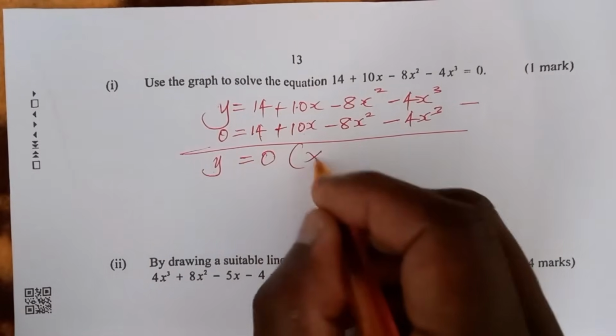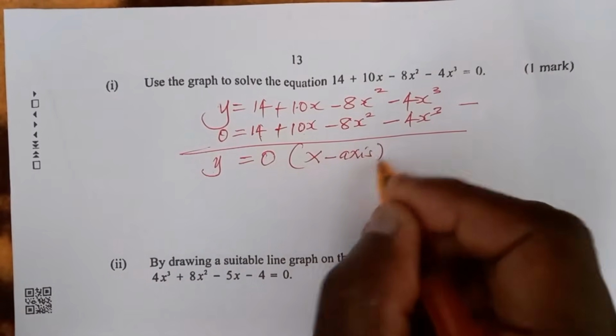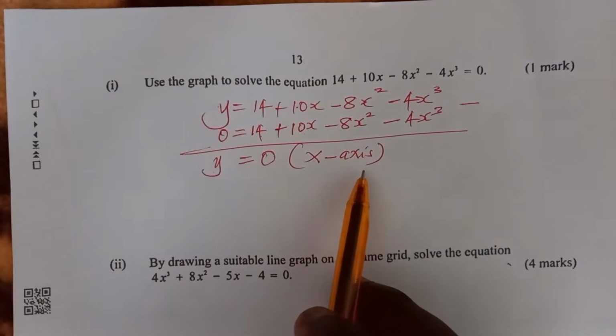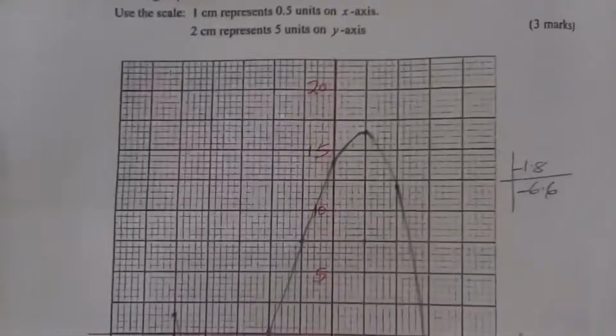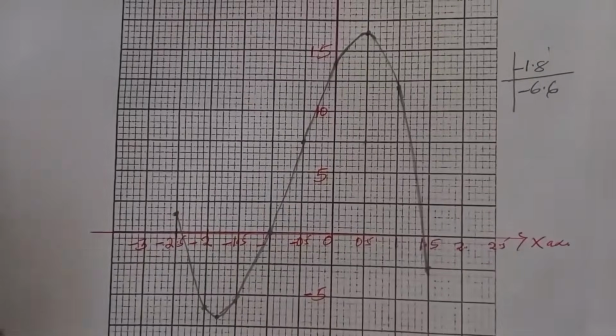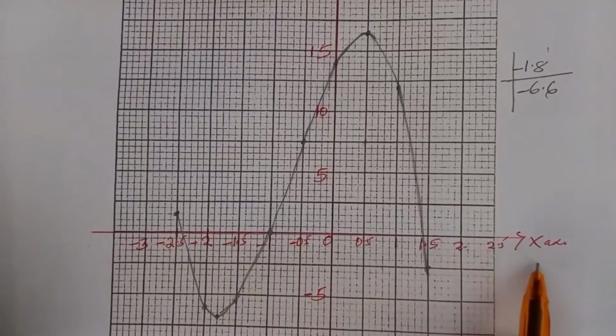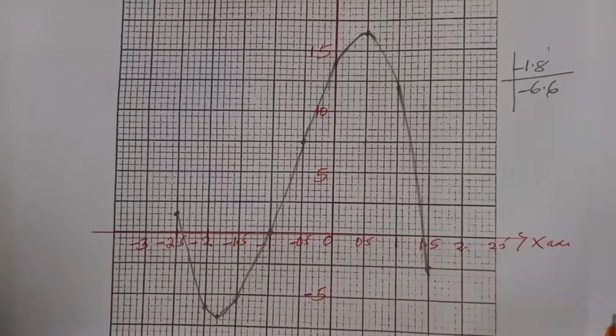Y is equal to 0. You don't even need to draw this because it is the x-axis. So this is the equation of the x-axis. To solve this, just go to the graph and identify the x-axis. So the x-axis is here. To get the solution, get the point at which that curve cuts the x-axis.